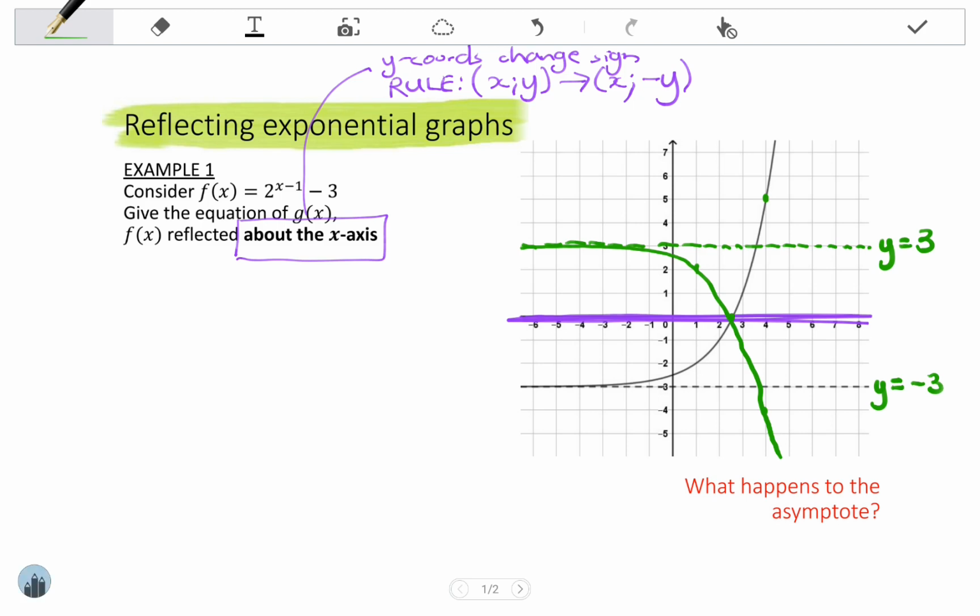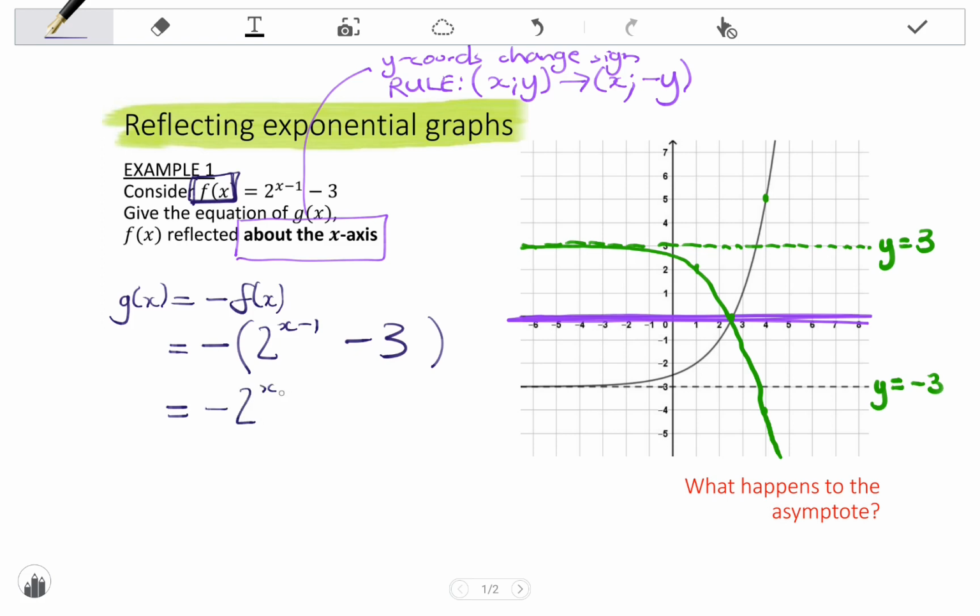Now coming to the equation. It said label it g of x. In the equation, remember that with the reflection, the y-coordinates change. So we are going to go from a positive y value to a negative y value, which is negative f of x. So I'm going to substitute f of x into brackets here. So I have negative, bracket, 2 to the x minus 1 minus 3, and that is not in standard form, so I have to multiply the negative into the brackets. So distribute the negative. That gives me -2 to the x minus 1 plus 3, which is acceptable standard form. So that is our final equation.